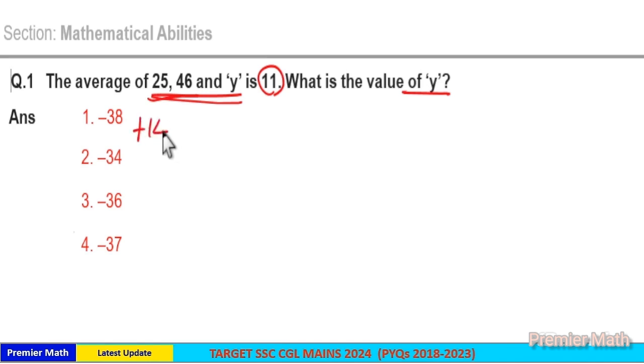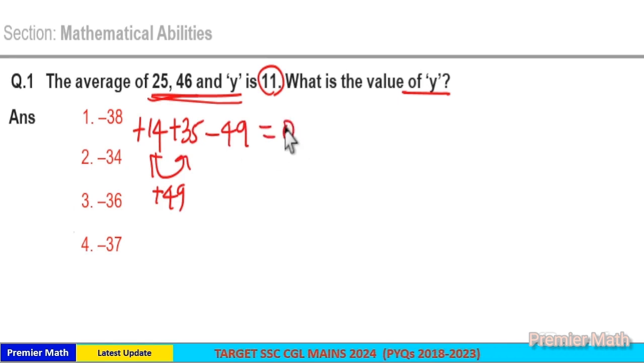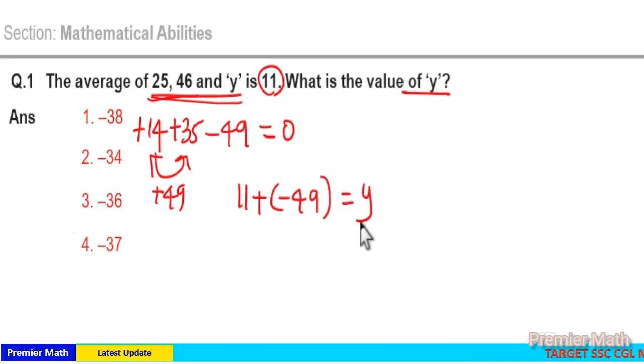Now 25 is 14 greater than 11 and 46 is 35 greater than 11. Now y is 11 plus some value, we don't know that value. But here the increment is equal to 14 plus 35, 49. So there is a 49 increment in the sum of these two values. So we should subtract this 49 in order to balance the average of the three numbers as 11. Now this minus 49 includes 11 as well because we consider y as 11 here. So here it is 11 plus some value, which means 11 plus minus 49 is equal to y.